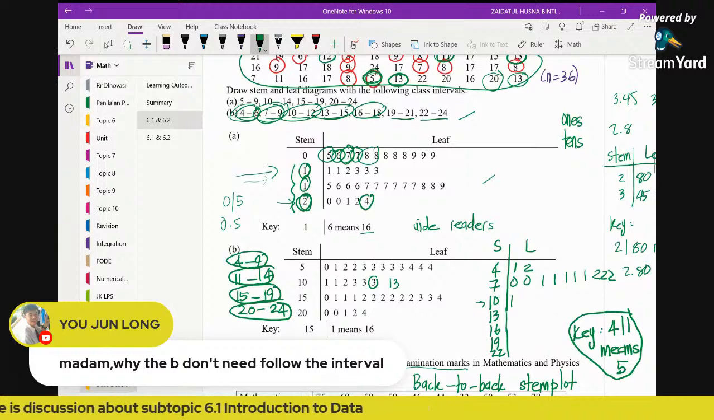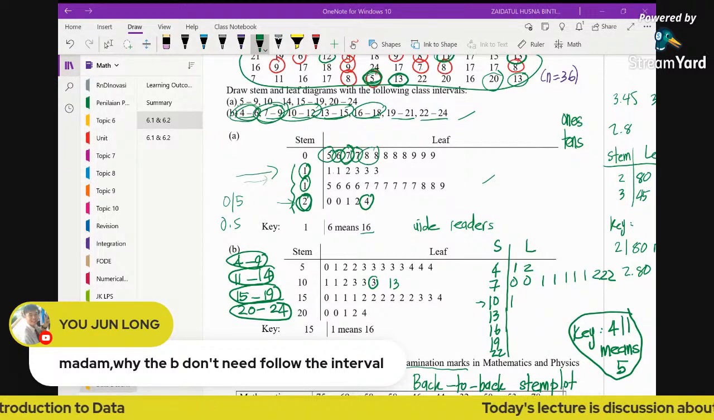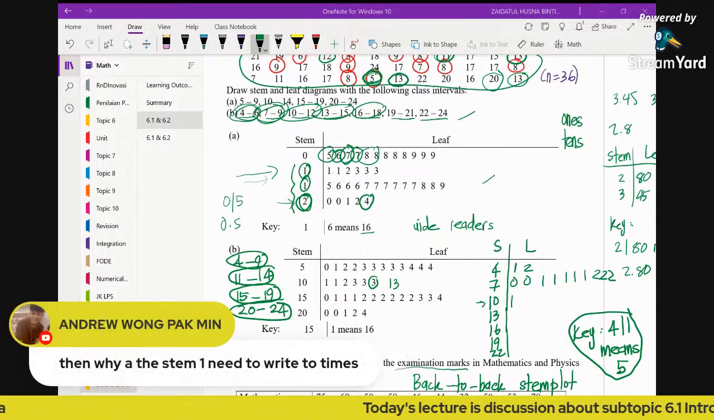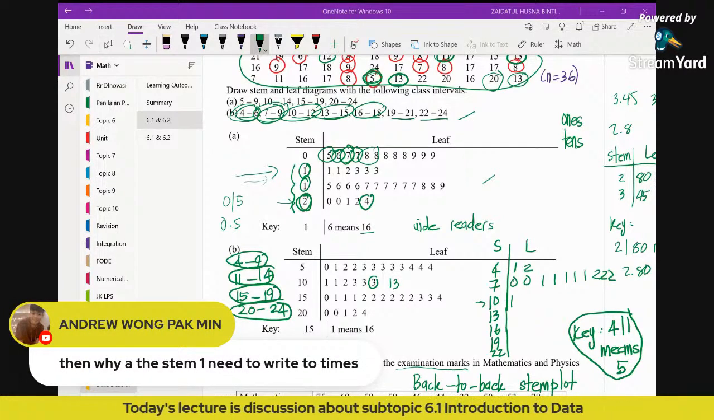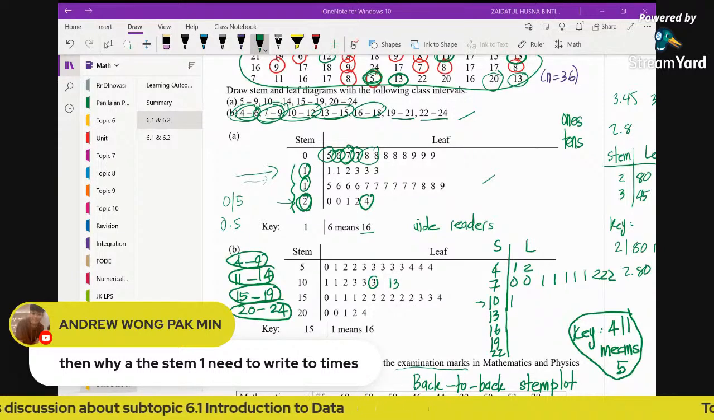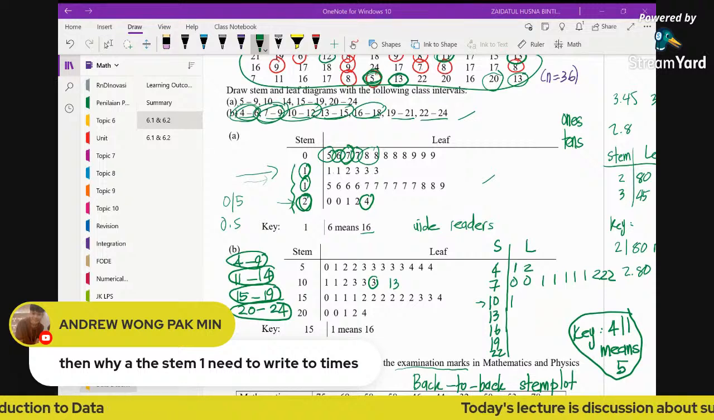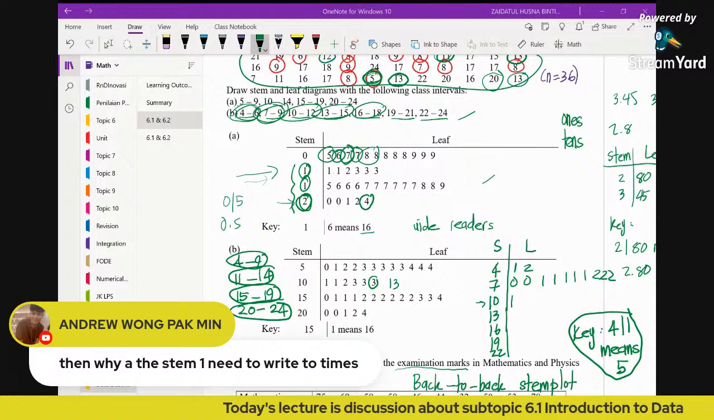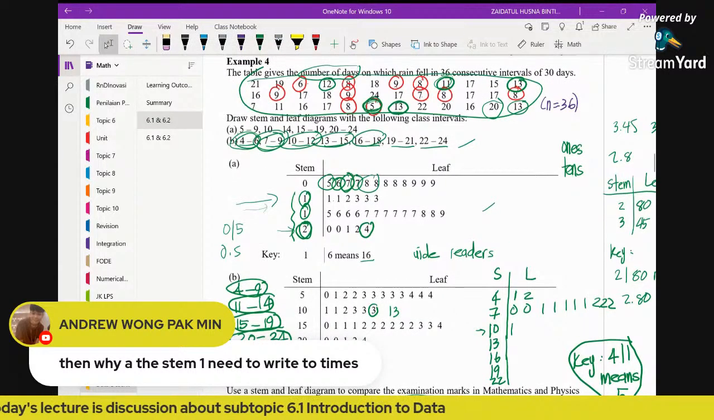All right, now there is one more question. Andrew asked, then why does the stem 1 need to be written 2 times? What do you mean, Andrew? Oh, okay, because there are 2 intervals with 1 as the front digit. For example, now let's see, at example A here.